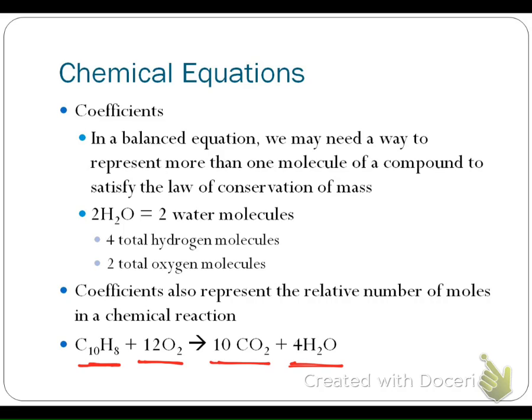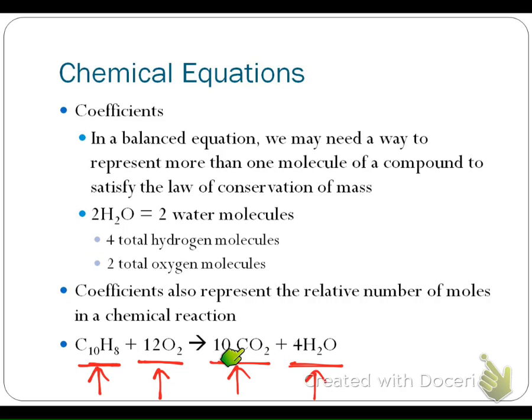So if I'm looking at this chemical reaction, I know that 1 mole of this substance is reacting with 12 moles of oxygen, and it's yielding 10 moles of carbon dioxide and 4 moles of water. So those coefficients also serve as a way for us to view relative number of moles. Why do you think the number of moles doesn't necessarily have to add up on both sides? Because here we have 1 mole plus 12 gives us 13. This side has 10 plus 4, which gives us 14.